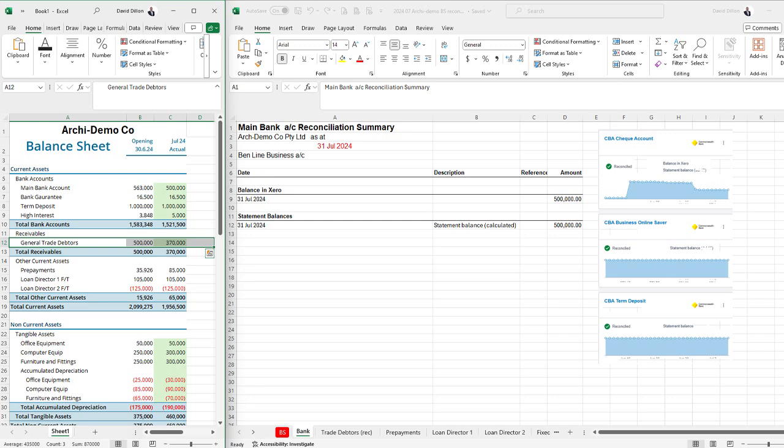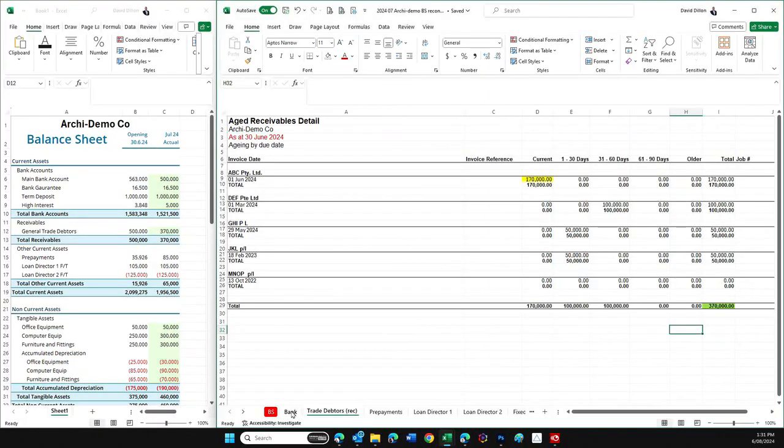Trade debtors again. So the stuff I've coloured in light green here, they're sort of like system integrated reports that you can run off. So the trade receivables, we can get into that. We can see the aging on it.